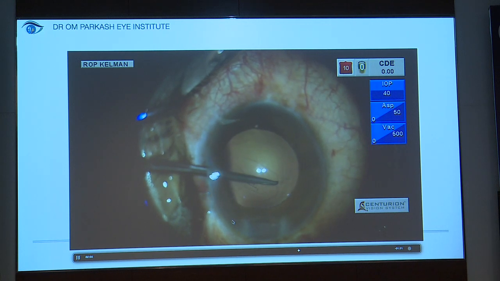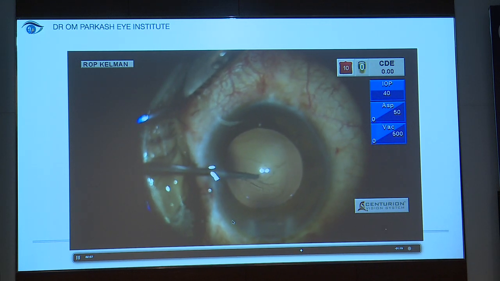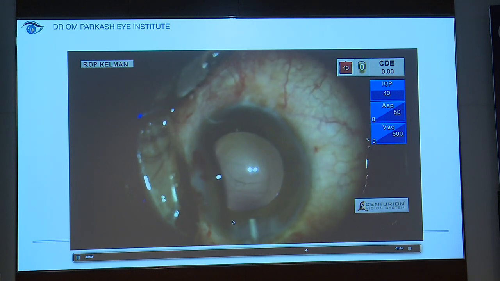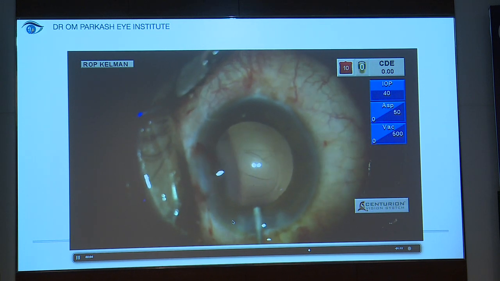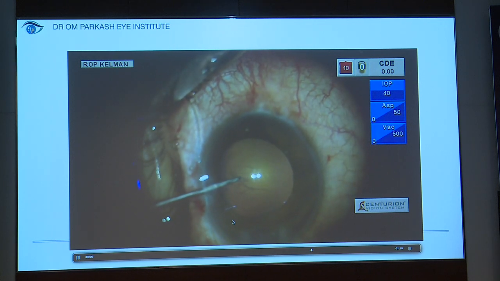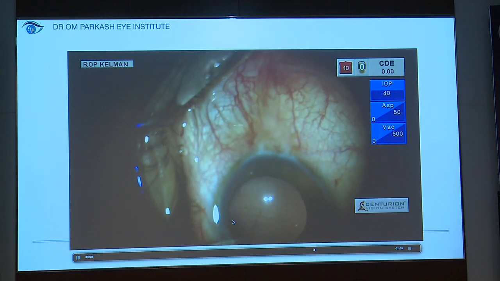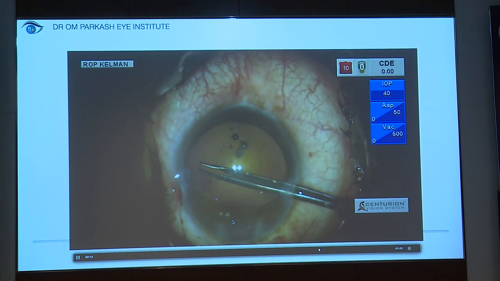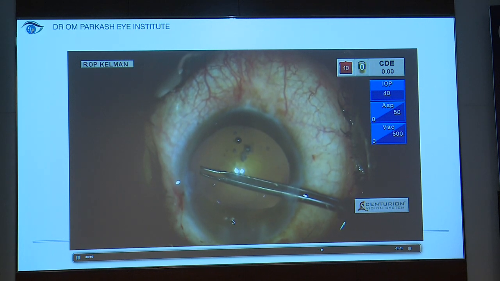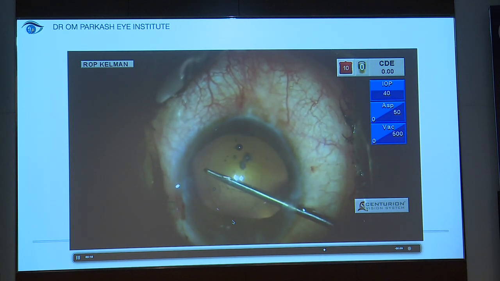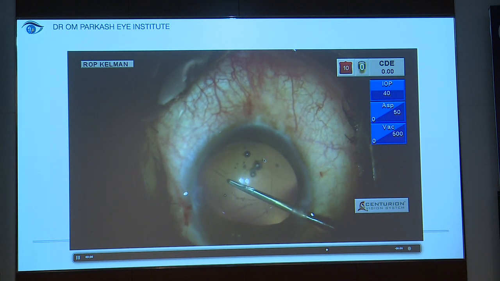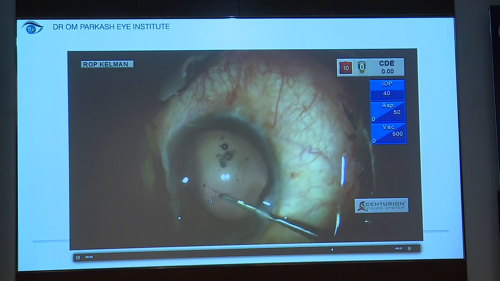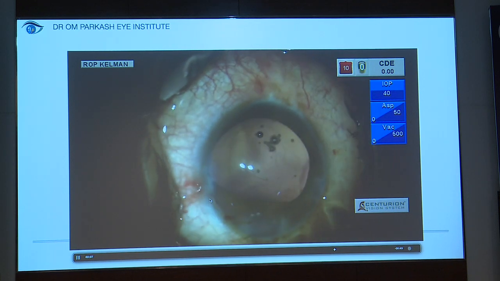So I'm using the side port, and with the microforceps I'm rounding off the capsulorhexis margin. I'm again inflating the chamber, and I'll complete the rhexis in a nice way. One part is already done. Then I'll go through the other side port, create another side port, and round off the capsulorhexis margin from the other side. So this part done, I have created a situation wherein the capsulorhexis is like this, an elliptical one.